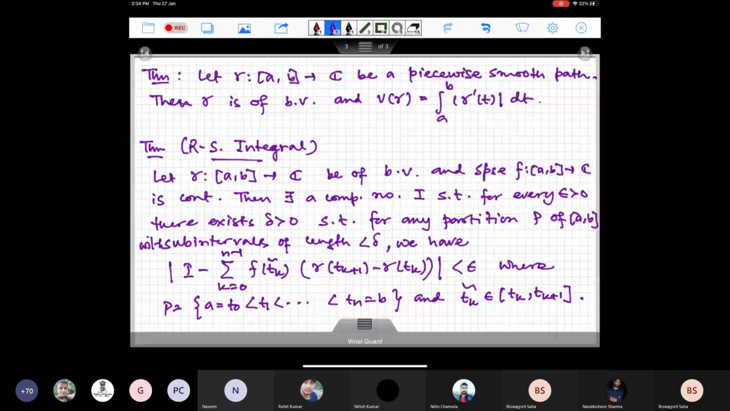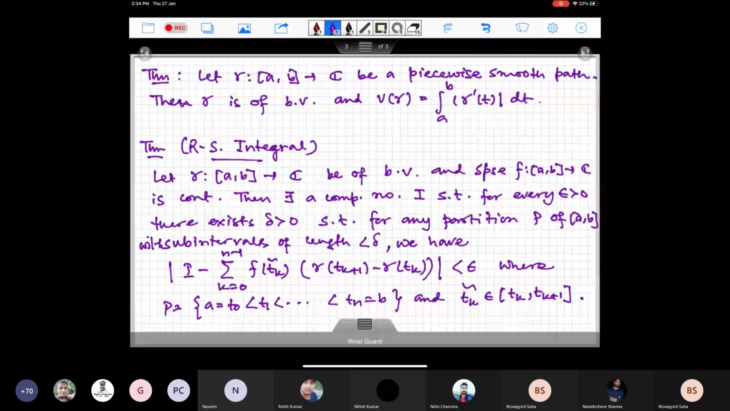You start with an interval a to b. You have a continuous function on closed interval a b taking values in R. Then there will be a real number I such that for any given epsilon there will be a delta, so that whenever you take any partition whose sub intervals are of length less than delta, the Riemann sum with respect to that partition is going to be in epsilon neighborhood of the integral I. So this I is called the Riemann integral.